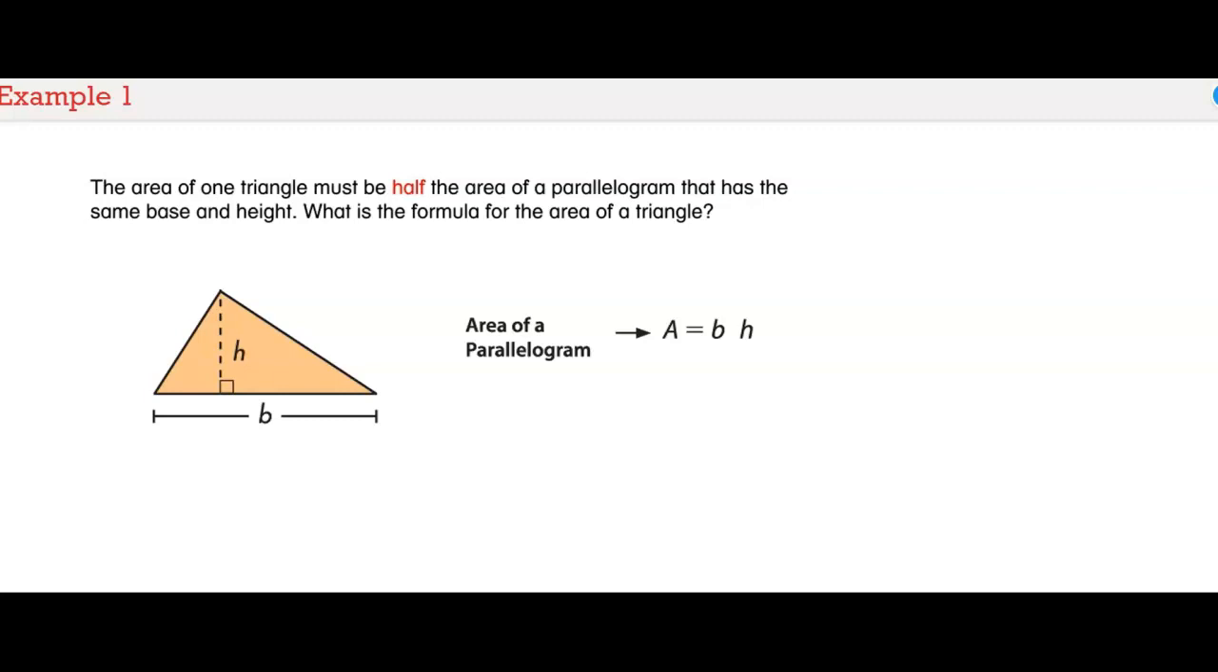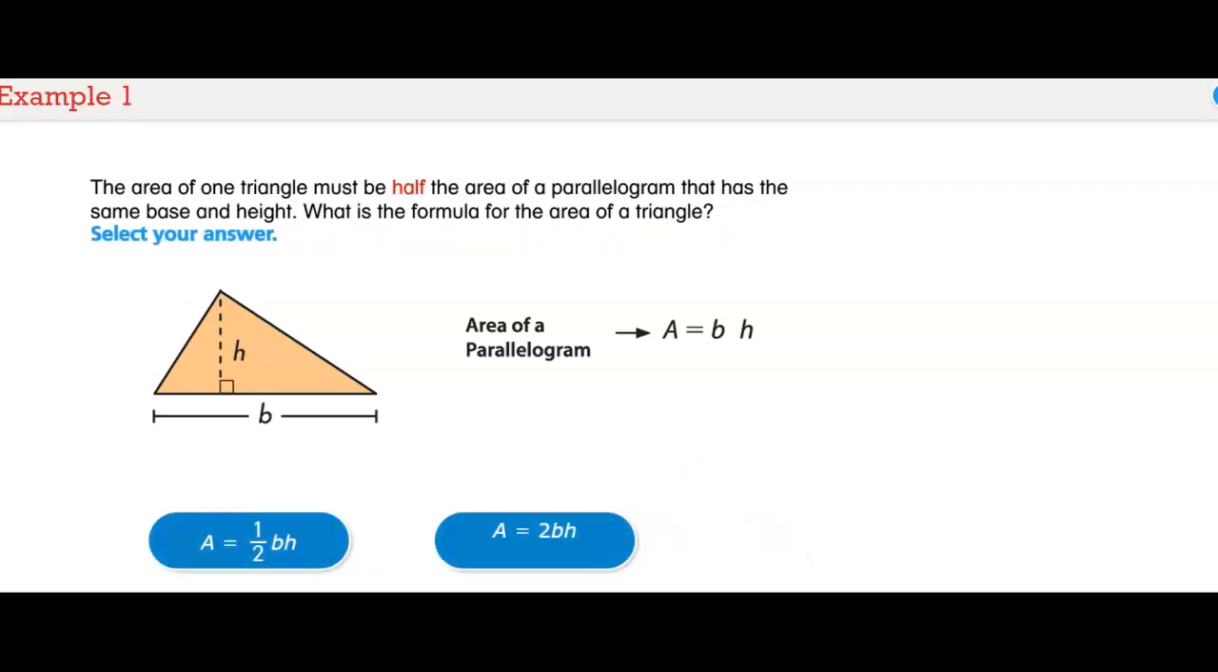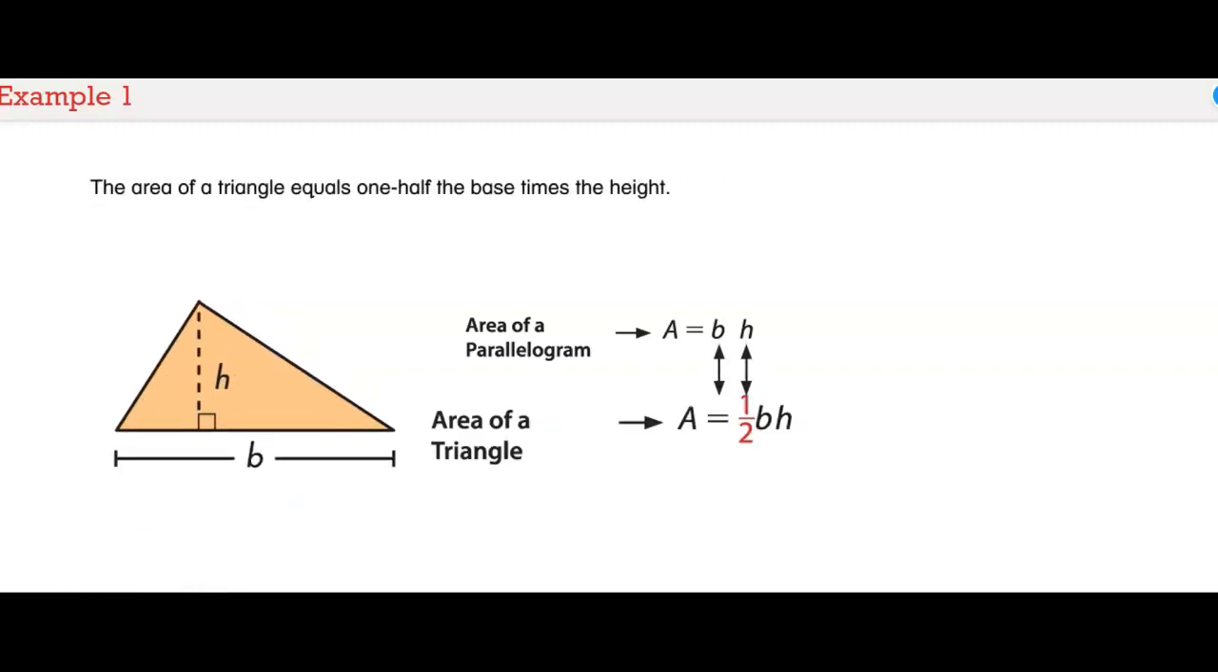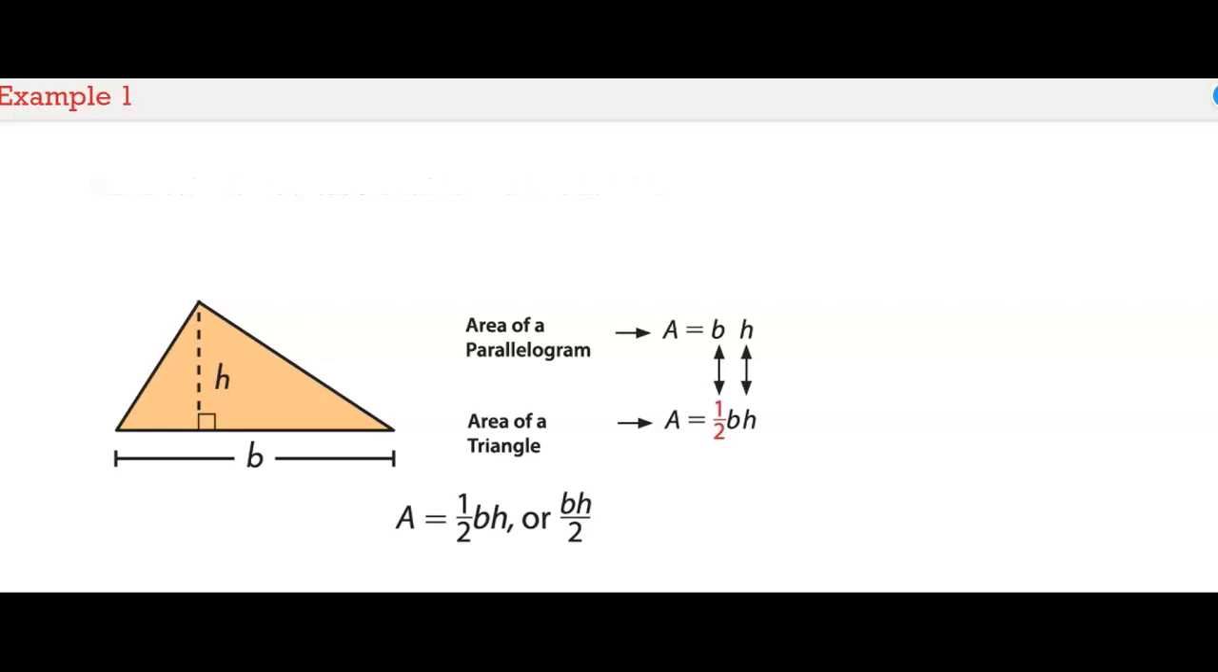What is the formula for the area of a triangle? Select your answer. The area of a triangle equals 1/2 the base times the height. Now you know how you can find the area of a triangle.